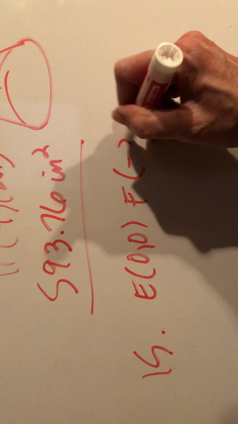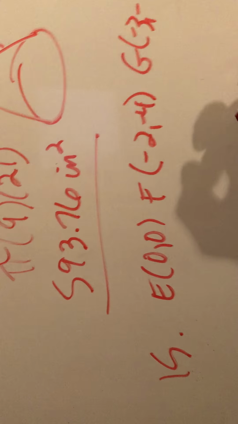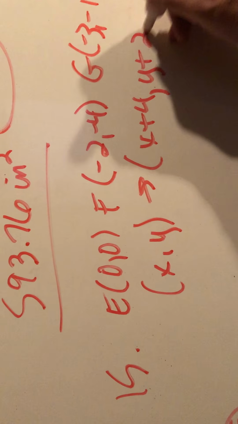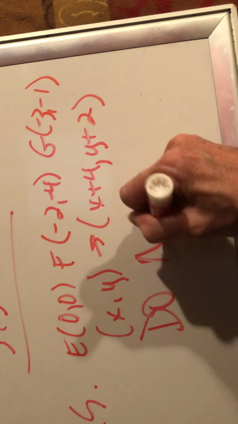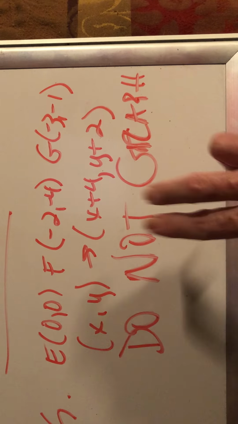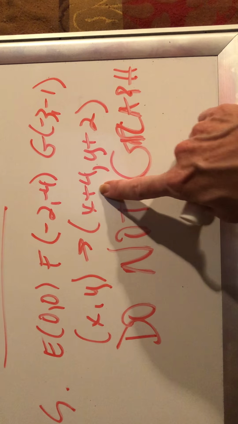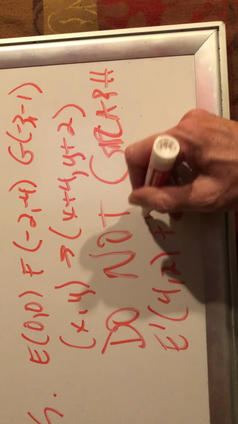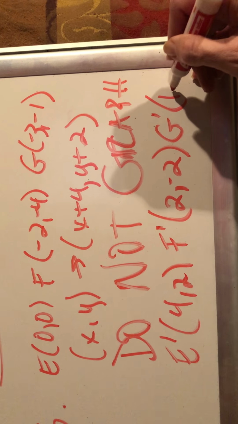Then on 15, you are taking E, which is 0, 0. You're taking F, which is -2, -4. You're taking G, which is -3, -1. You want to find the image after this translation, x, y, such that x plus 4, y plus 2. It says to show the pre-image and image. I do not want you to graph these. Do not graph. I've told y'all that over and over, and some of you are still graphing it. I just want the new coordinates. All you do to find the new coordinates is add 4 to the x and 2 to the y. So E prime would be 4, 2. F prime would be 2, -2. And G prime would be 1, 1.